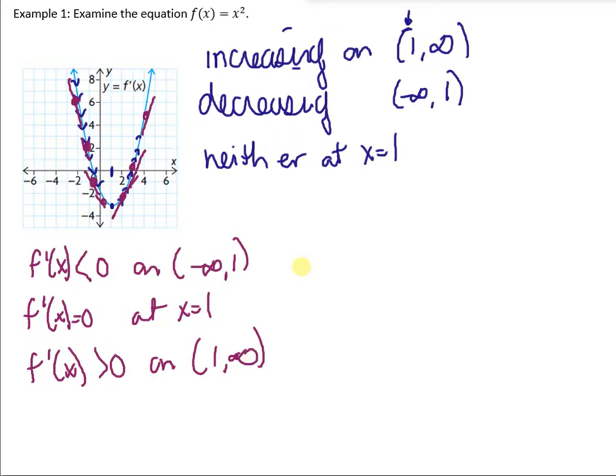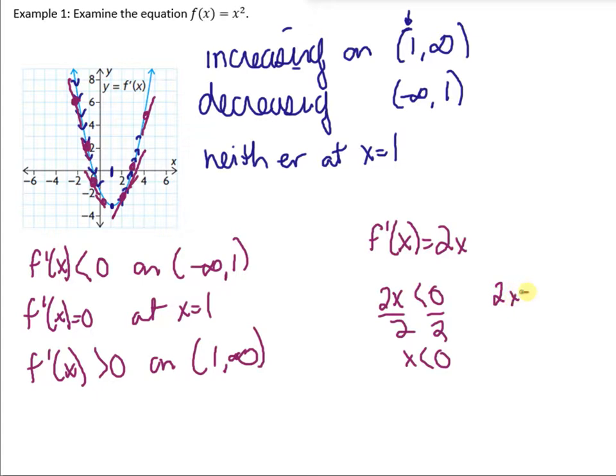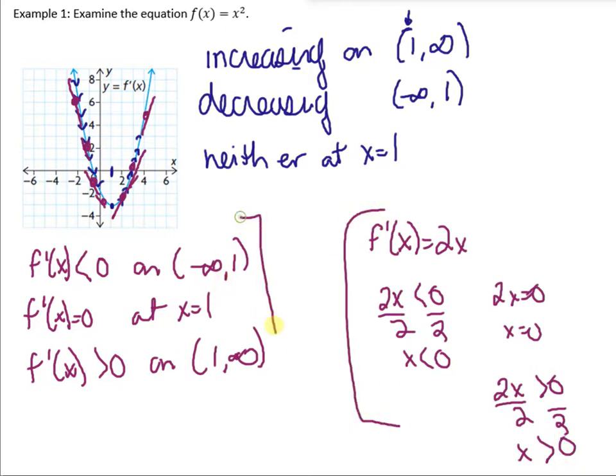And just to match this up with the actual derivative, if we solve for the derivative, f prime of x equals 2x, we can see when 2x is less than 0, divide by 2, when x is less than 0. We can say when does 2x equal 0? Well, when x equals 0. And then when is 2x greater than 0? Divide by 2. x is greater than 0. And that's how we get this, algebraically, and then the other one is just analyzing the graph.